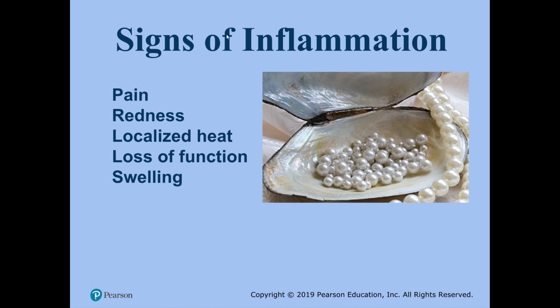Okay, so the next thing I want to talk about are the signs of inflammation. Inflammation can do these 5 things. This is how you recognize someone has inflammation. The way I remember it is it spells pearls. So pearls, the signs of inflammation are pain, redness, localized heat, loss of function, and swelling. So just think pearls, and then these 5 things: pain, redness, localized heat, loss of function, and swelling.